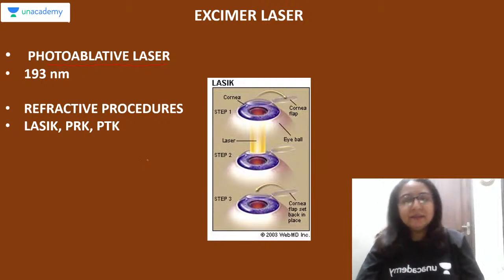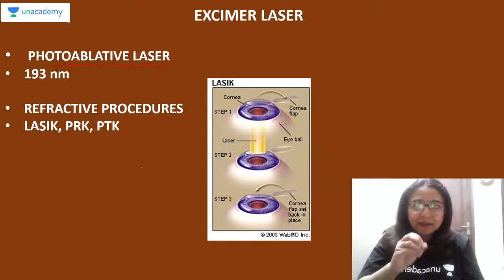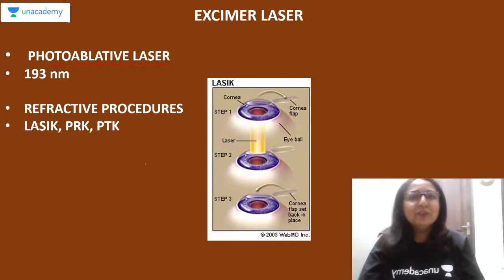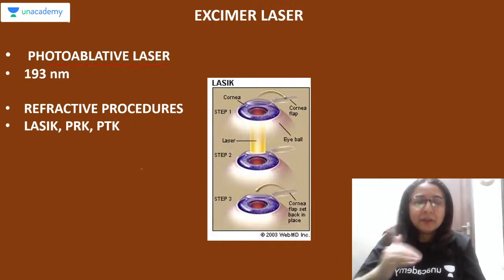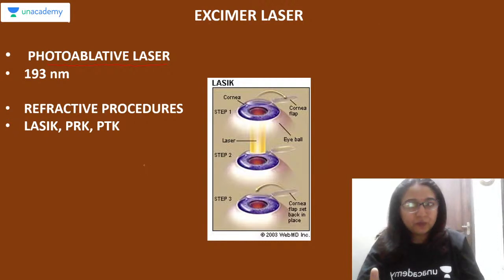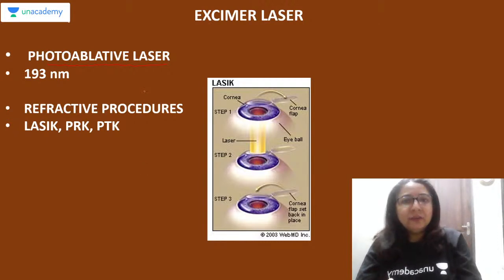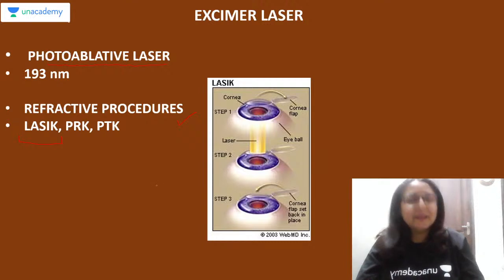It ablates the tissue onto which it is applied. Ablation means that it kind of evaporates the tissue to which it is applied, leading to a decrease in the thickness of that tissue. Okay, so the Excimer laser is used mostly in refractive procedures, and a very common one done these days, LASIK.